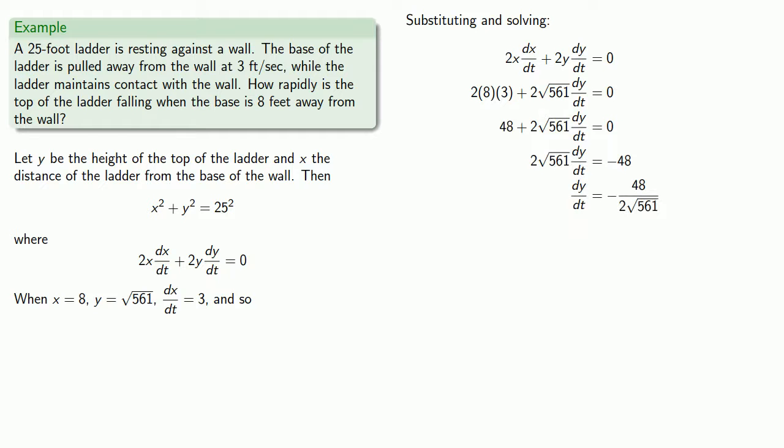And don't forget those units. y is measured in feet, t is measured in seconds, so dy/dt is going to be a value in feet per second.